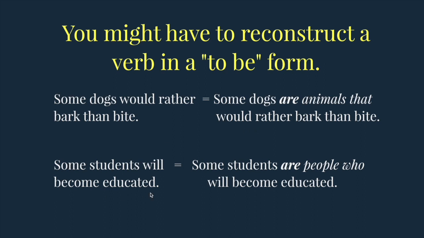Here's another version of the same sort of thing. Some students will become educated. So I have a quantifier and a subject category, and then just some verb. So subject verb. That's a complete sentence, but it's not a standard form categorical proposition. I need to do a little bit of massaging to say some students are people who will become educated. Now I've got quantifier, subject category, copula, and predicate category, the category of all people who will become educated.